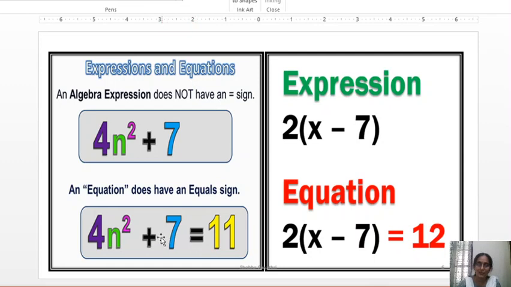That means there are two parts here in this equation. Before the equal sign, it is LHS, left hand side. After the equal sign, it is RHS, right hand side.